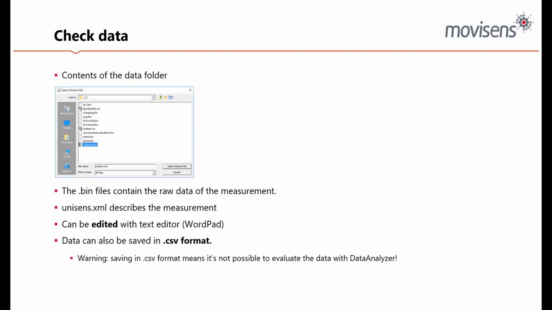So we always go into the folder, and we can actually see in our data folder that the bin files contain the raw data of the measurement. The Unisens XML actually describes the measurement, and it can be edited with a text editor or like WordPad or even Notepad if you're really old school. The data can also be saved in .csv format, which some people prefer, but please be aware that saving in the .csv format means it cannot be evaluated with our DataAnalyzer software anymore. We require the raw measurement data.